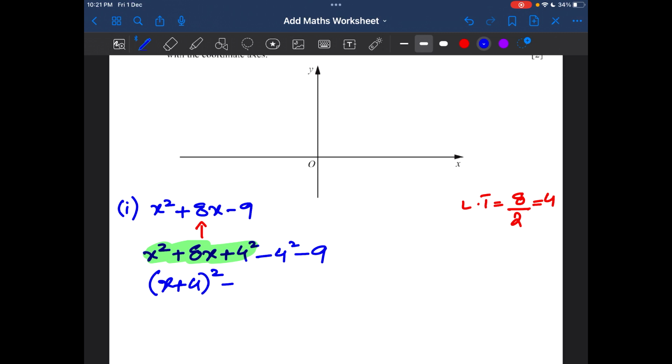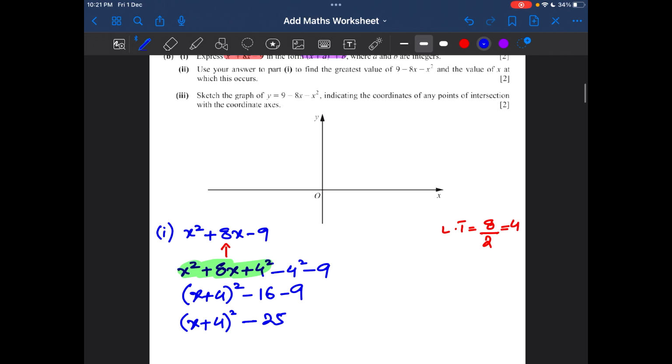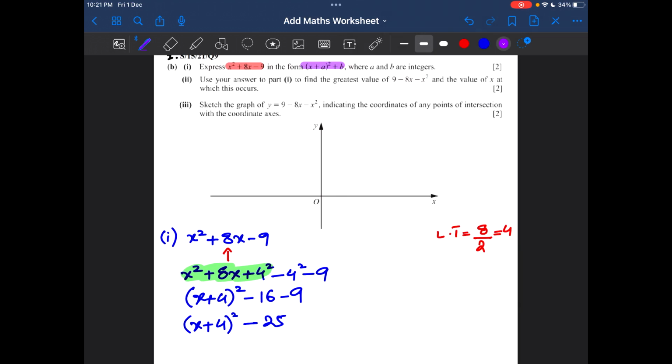Now this minus 9 remains the same. This 4 square is 16, minus 9. So it becomes x plus 4 whole square, and 16 minus 9 gives minus 25. Now you can see that I have converted my expression into x plus a whole square plus b form.